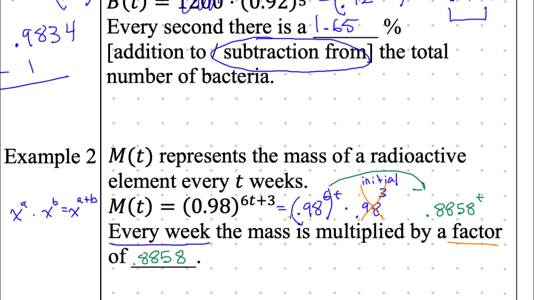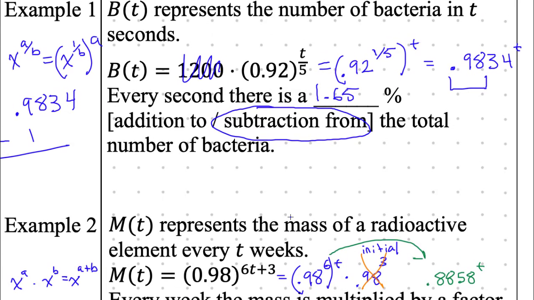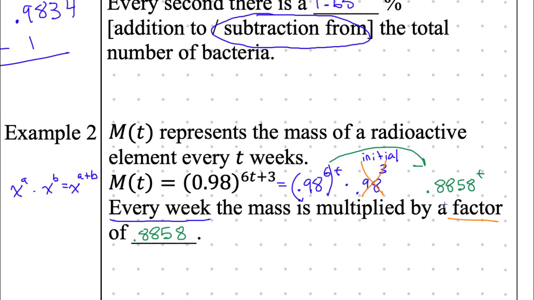Question, Beverly? Wait, so why did we turn it into a percentage in the first one and not the second? This one was asking for a percent in the question, so we had to turn it into a percent that way. And why did we add or subtract from 1? Because it used the words add or subtract. If you ever see add or subtract, you're going to subtract 1. If you ever see the word factor, just leave it.